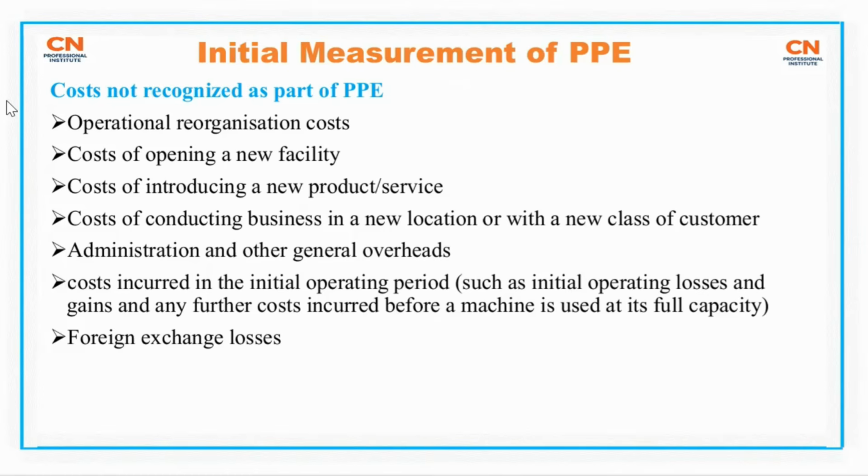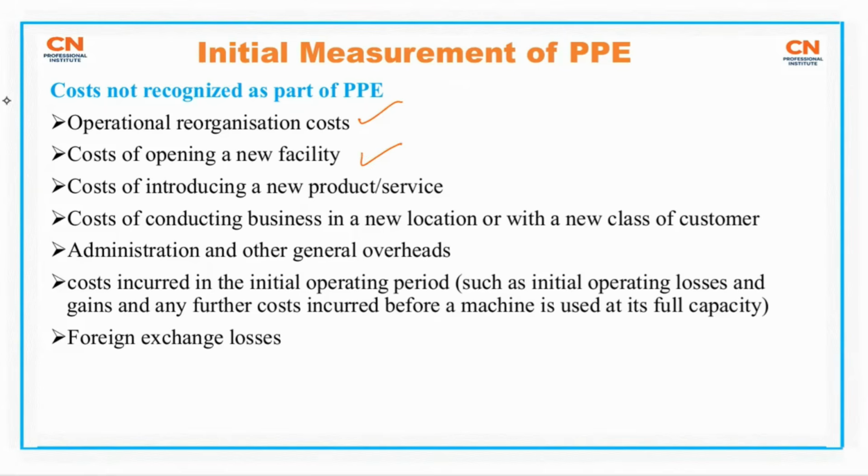So let's look at costs not recognized as part of the cost of PPE. One is operational reorganization cost, which is expense related to restructuring or reorganization. This can't be included in the cost of the asset. They are not recognized as part of the cost of the PPE. So don't forget restructuring cost. Maybe the entity wants to restructure their operations, do a reshuffle, lay off some workers, change the organizational structure, transfer some assets from one department to the other. Any reorganizational cost is not included.